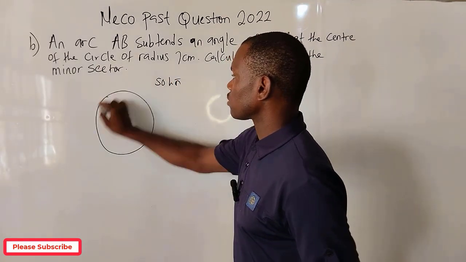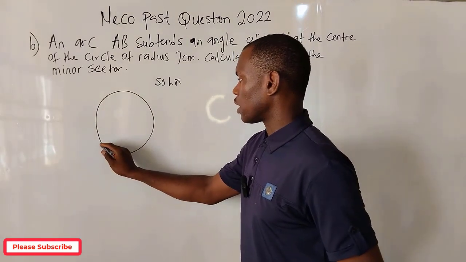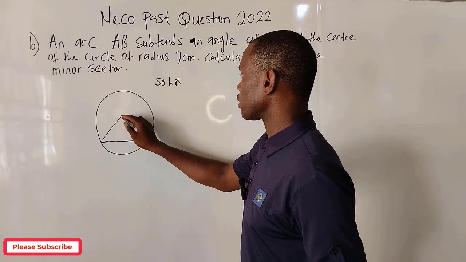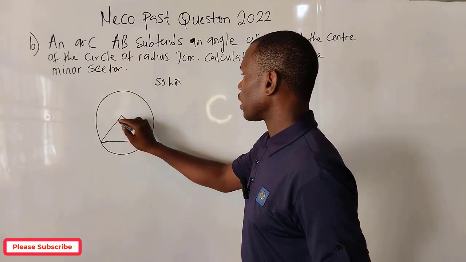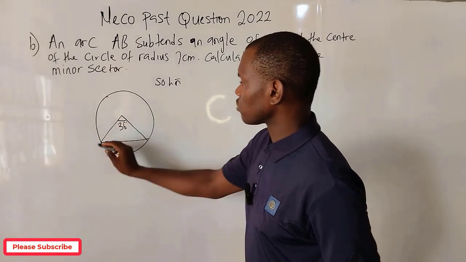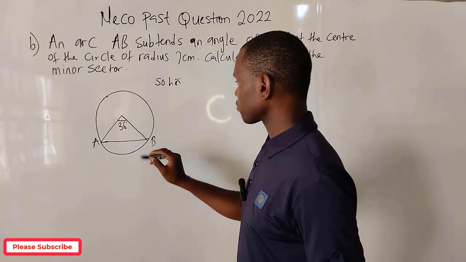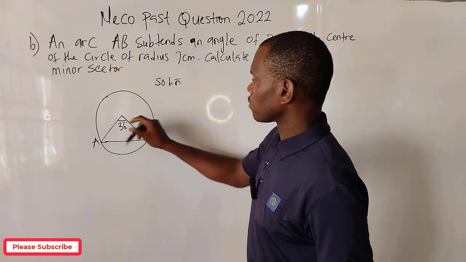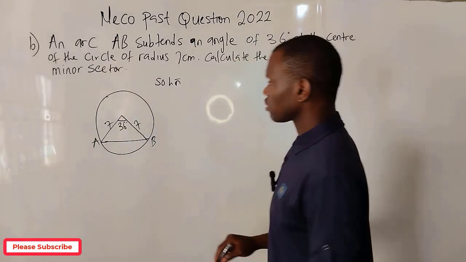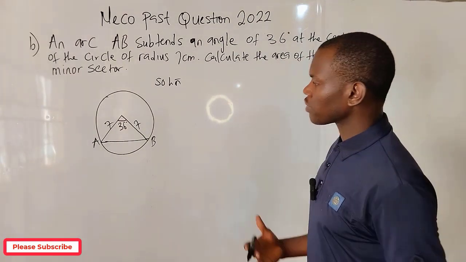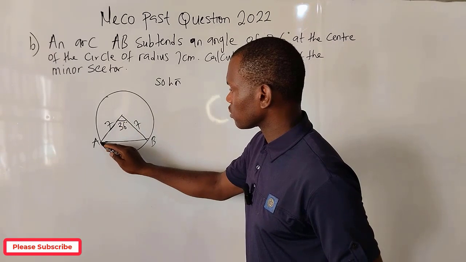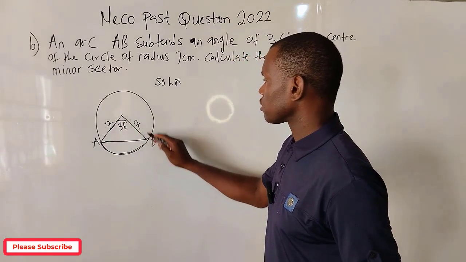All right, so let's assume you have this circle and a chord producing an angle, subtending an angle to the center of the circle, and that angle is 36 degrees. This is the radius. Remember that this chord is AB, and then the radius is 7 cm. Can add 7 cm here. Then we solve for the area of the minor sector. The minor sector is the area represented by this.